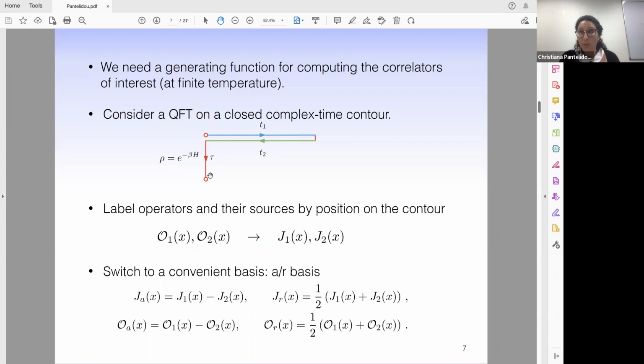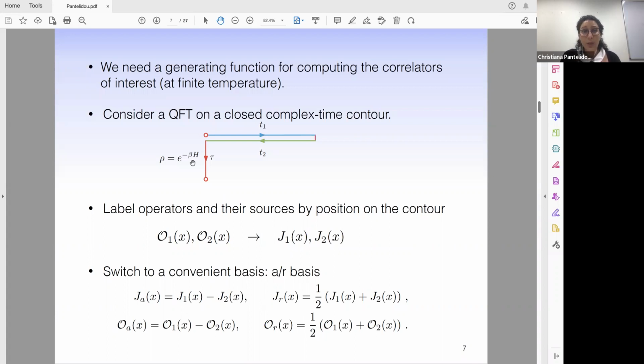Now, essentially, the purpose of this Euclidean circle is to prepare the state of the quantum field theory. Okay, and the simplest way to say this is by doing a time evolution along this Euclidean segment. So in order to do that, what one has to do is to insert an operator that is e to the minus beta H, but that is precisely the density matrix of the theory. Okay, so the Euclidean circle just prepares the state for us.